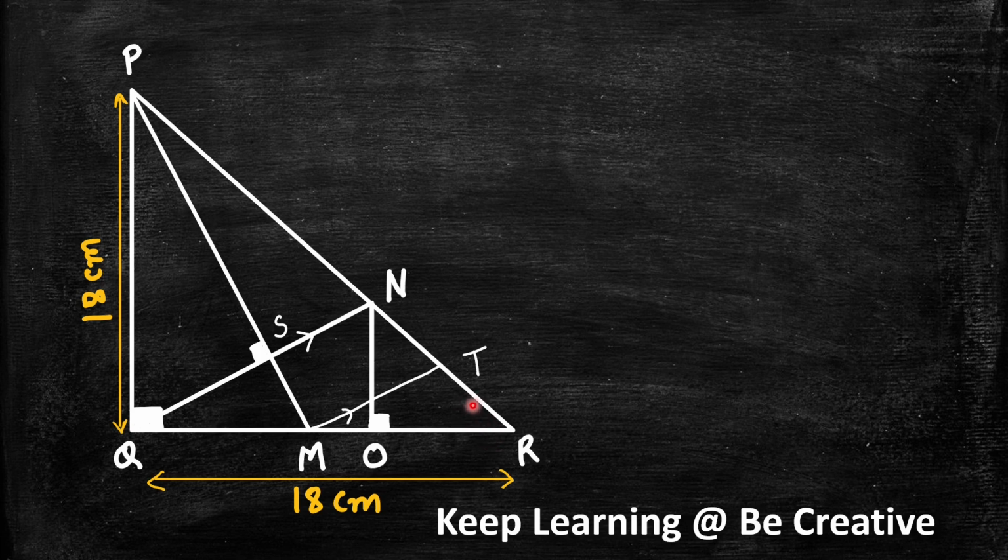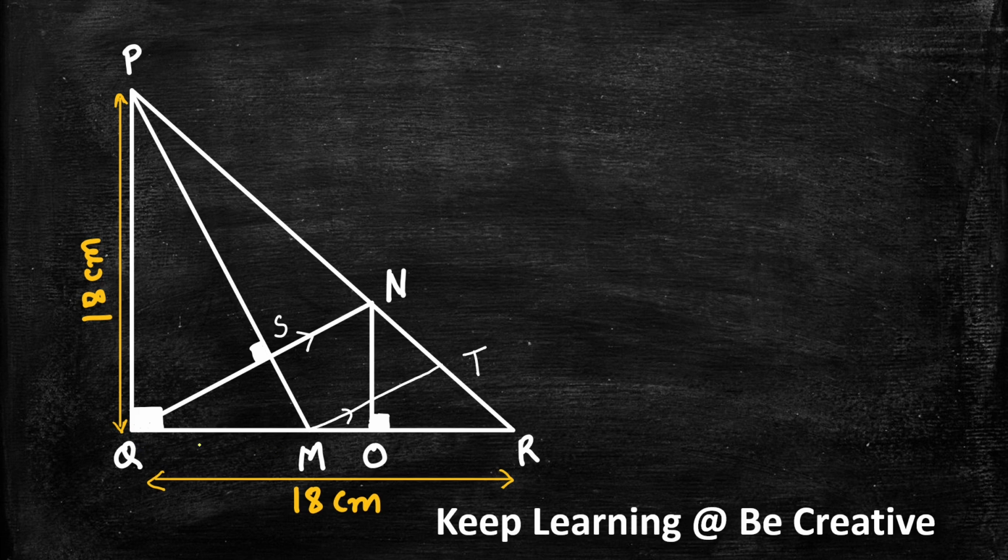And with the help of that, I can calculate this NO length or OR length, as I can identify that this angle is 45 degree because it is an isosceles right angle triangle. So if this is 45, definitely this angle will be 45. So this small triangle will also be an isosceles right angle triangle. So by this I will be trying to solve this problem. So let's begin with the solution.